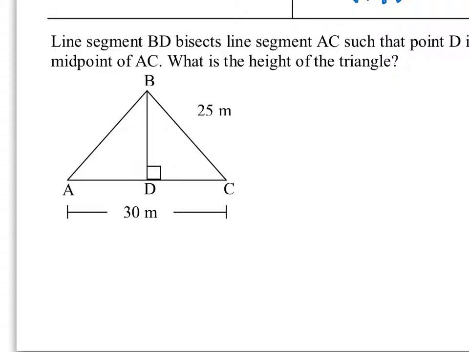Looking at this next problem, it says line segment BD bisects line segment AC. There's a word in there that we may or may not know. Bisect. What does that mean, or what do we think that might mean? Rebecca. Yeah, it's the middle. So what it's saying is that this line, BD, is cutting AC in half.